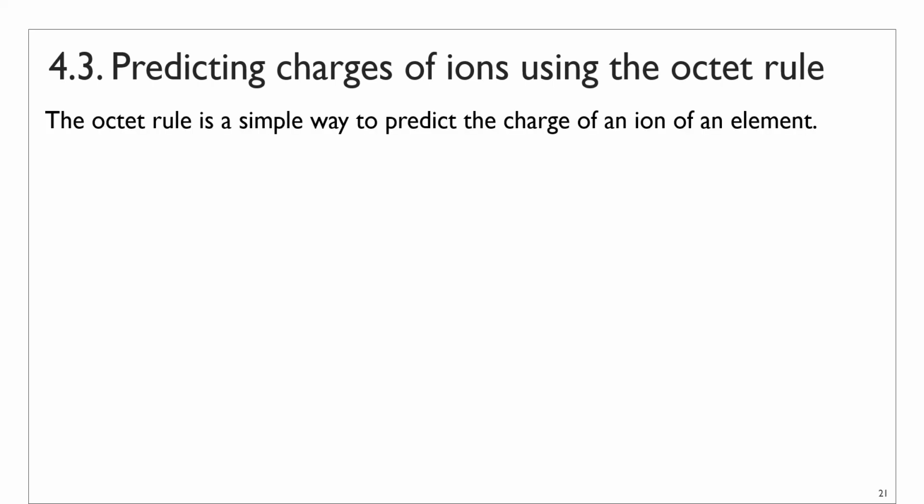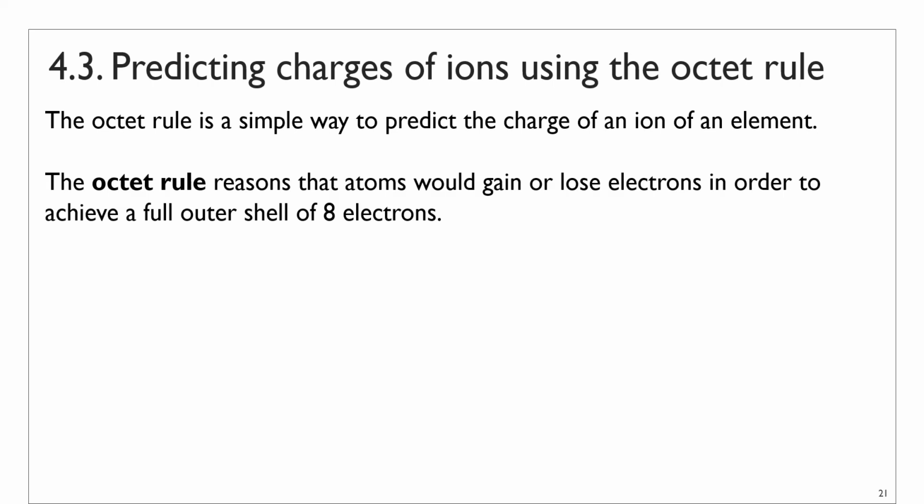You can think of it as a very simple way to predict the charge of an ion of an element, and it really only applies to some atoms. It doesn't work for every single element, but it works for some of the main groups. This is the octet rule. Oct just means 8. The octet rule reasons that atoms would gain or lose electrons in order to achieve a full outer shell of 8 electrons. So based on this rule, you can predict what kind of charge of an ion an atom is going to form.